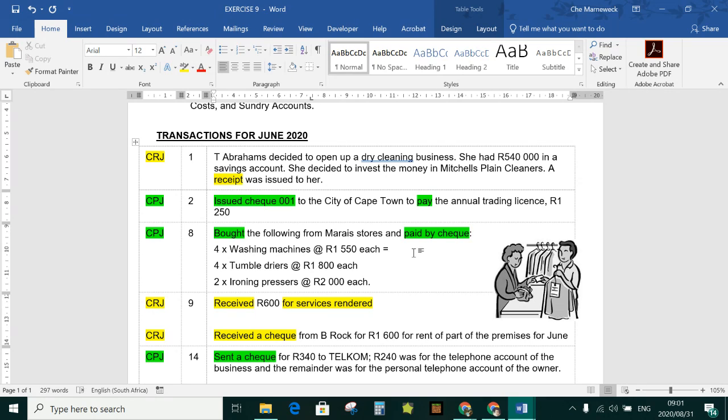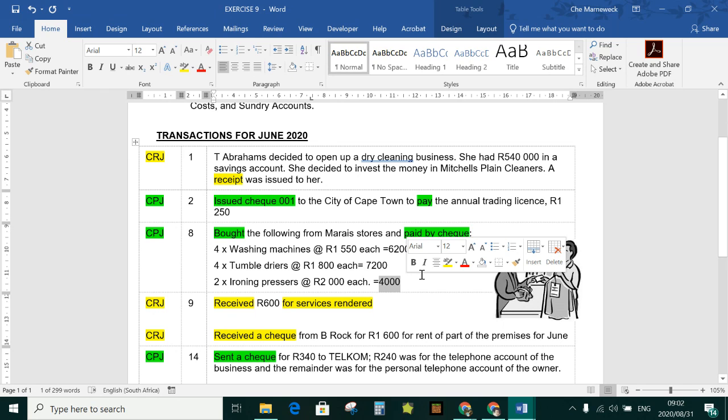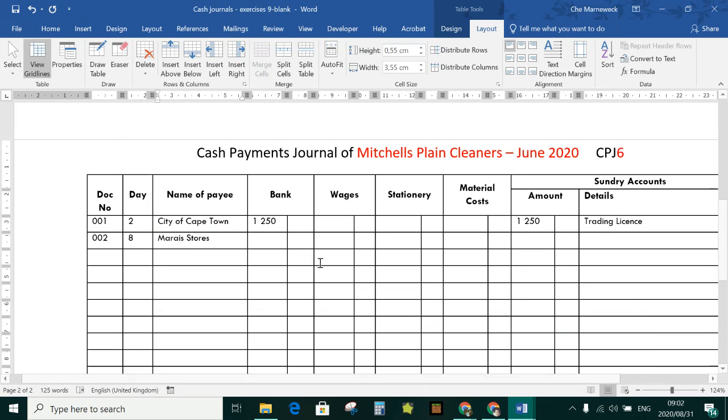So we're going to have to say with our calculator, 4 times 1,550, and you should get 6,200. We're then going to say 4 times 1,800, and you should get 7,200, and 2 times 2,000 would give you 4,000. We're then going to add them together, so 6,200 plus 7,200 plus 4,000 should give you 17,400. And we go to our cash payments journal.